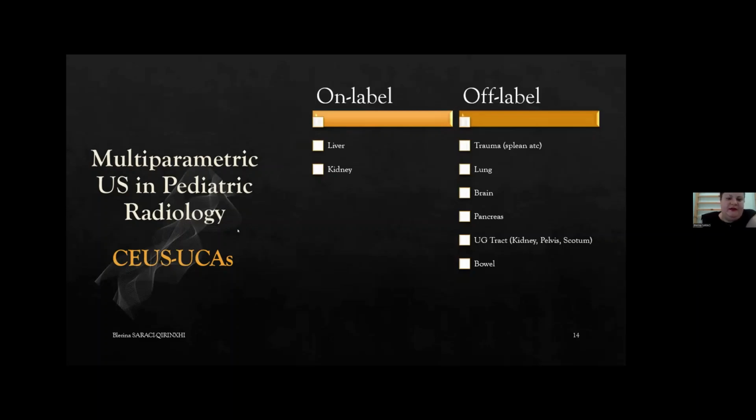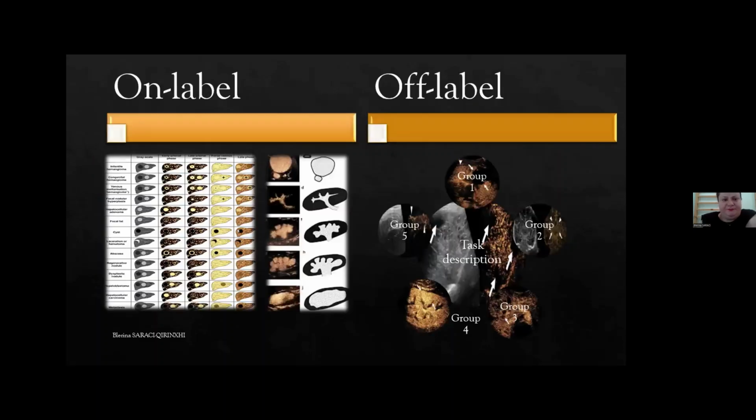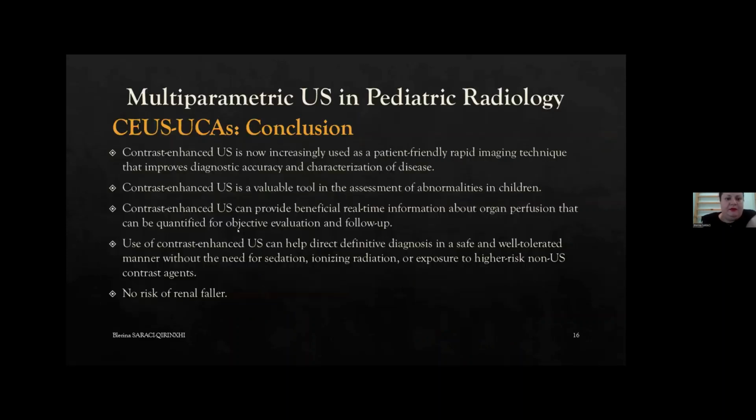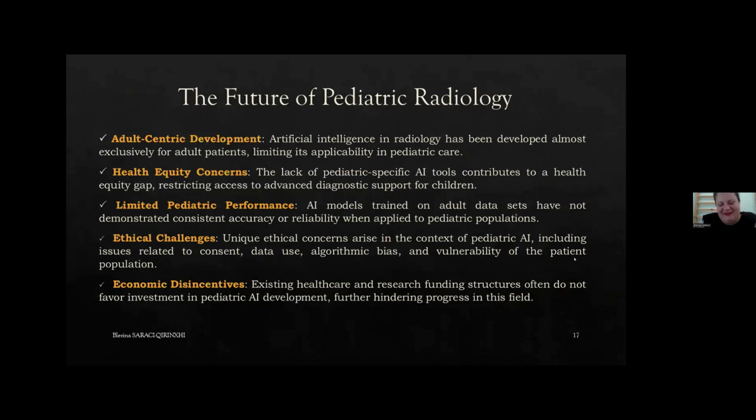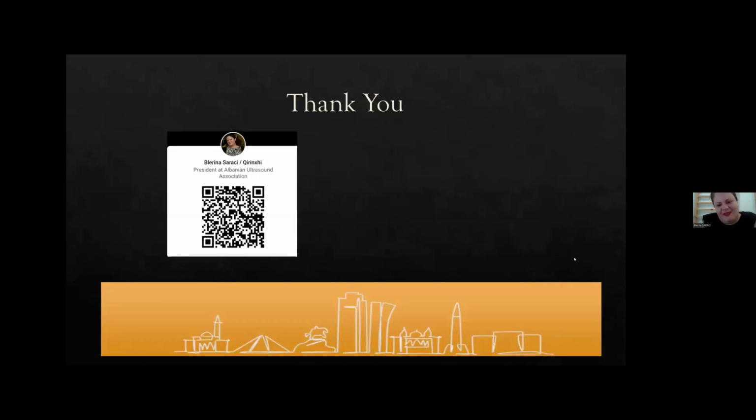On-label for liver and kidney, off-label for trauma, lung, brain, pancreas, and GI tract bowel. Here is a visual map of what is on-label and off-label. Multiparametric ultrasound in pediatric radiology: conclusions. Here are the conclusions that you can see on your own, because the time is short and we have to be at the end of the presentation. The future of pediatric radiology. And thank you very much.